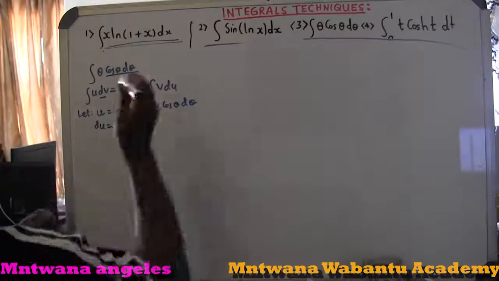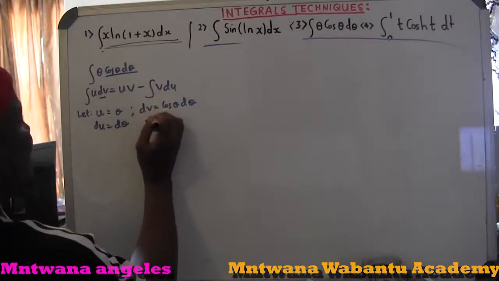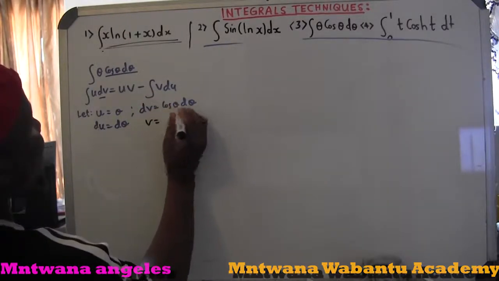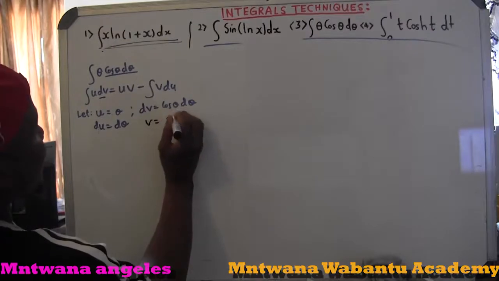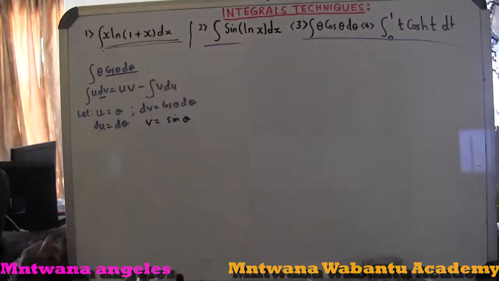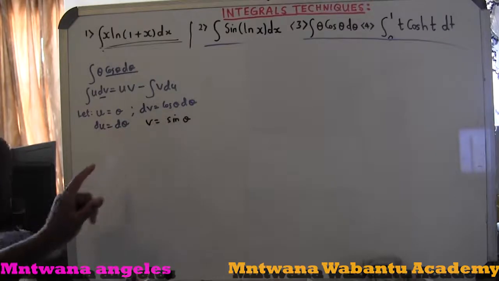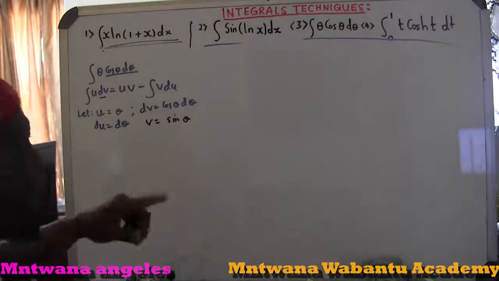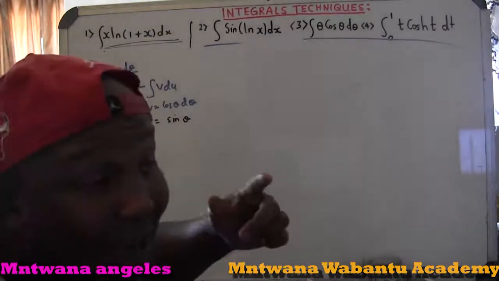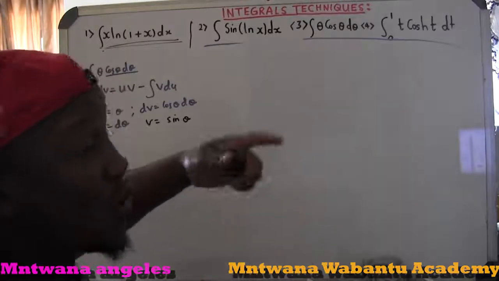Okay, so now integrate dv, we get v. Integrate cos of theta d theta, you're gonna get sine of theta. You can check an integral table if you understand how this one works. When you integrate sine or cos, you can check in the integration table. You can Google, you can check in your book.